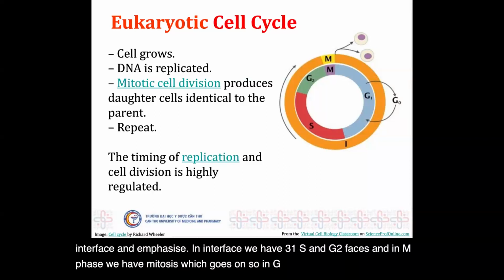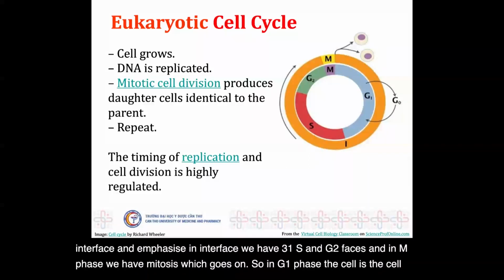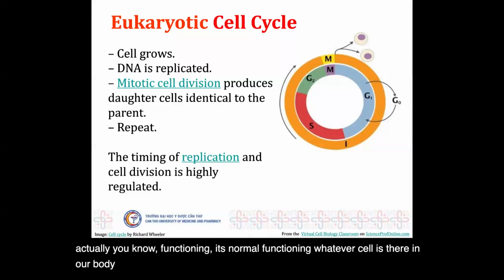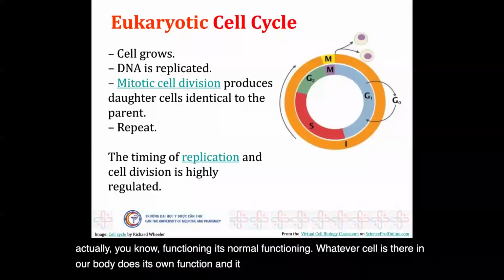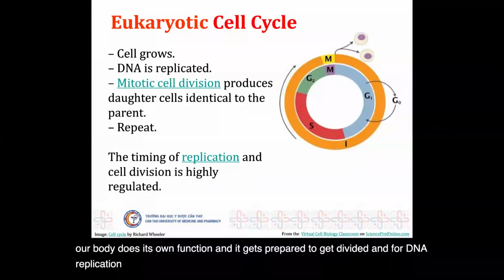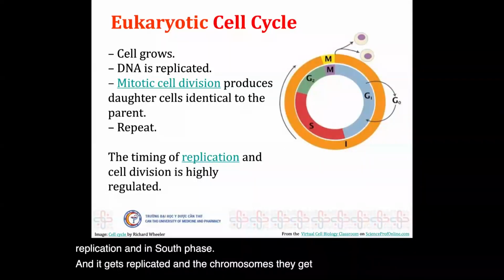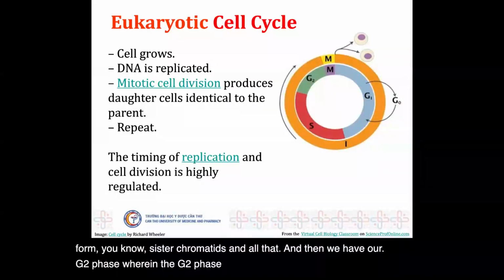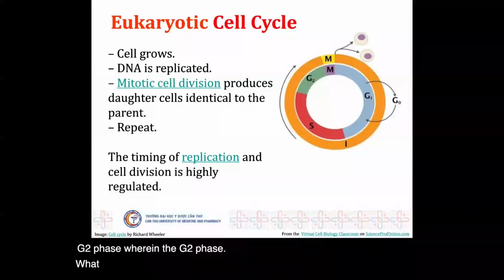In G1 phase, the cell is performing its normal function. Whatever cell is there in our body, it does its own function, and it gets prepared to divide and for DNA replication. In S phase, the DNA gets replicated, and the chromosomes get duplicated and form sister chromatids. And then we have our G2 phase.